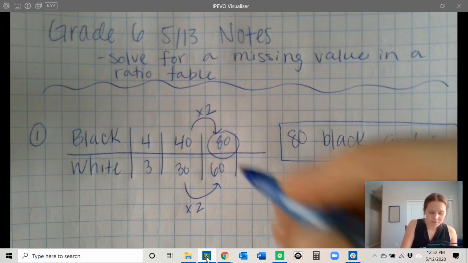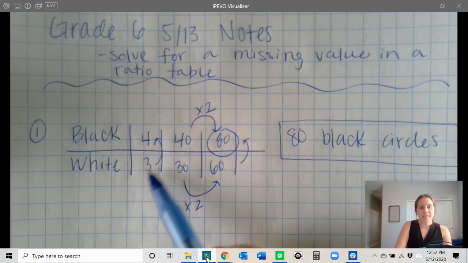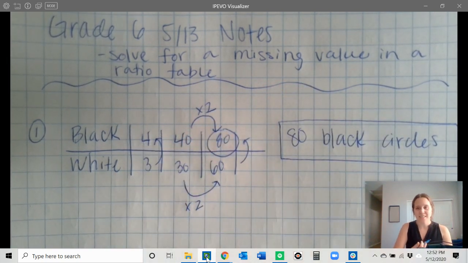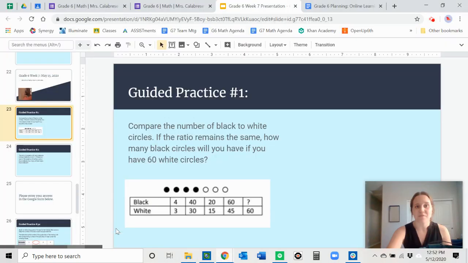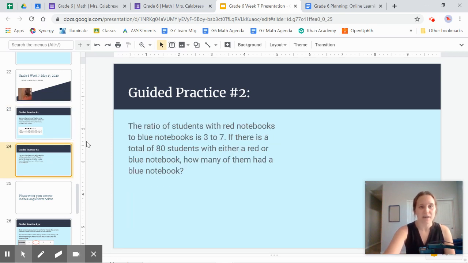Note that you can also use that within ratio relationship if you know what 3 times something equals 4. That's not a fact that you might know off the top of your head, but sometimes that relationship is the easiest. So look out for that within ratio relationship. All right, big star on your paper if you got number 1 correct. Nice work. Let's try another one.